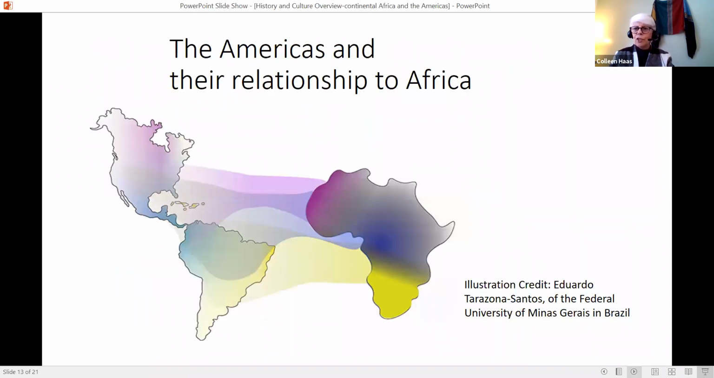Okay, let's shift now to the relationship between Africa and the Americas. I really like this image, and to give credit is here for this image. I did not create that. It's nice for us to look at. Also to think about that Africa not only influenced the Americas in a tremendous way in our music and in our cultures, but also vice versa.